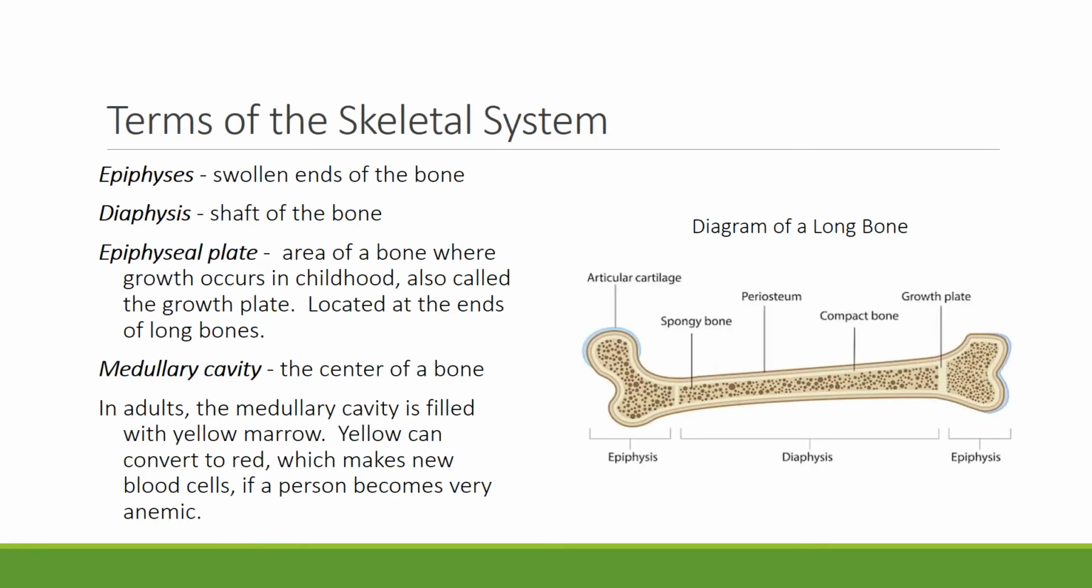Here are some important terms to know when you're talking about bones. Epiphyses are the swollen ends of the bone. The diaphysis is the shaft of the bone in between those 2 swollen ends. The epiphyseal plate is a narrow area of bone where growth occurs during childhood. The medullary cavity is the center of the bone. In adults, the medullary cavity is filled with yellow marrow, but yellow can convert to red marrow, which makes new blood cells if a person becomes very anemic.